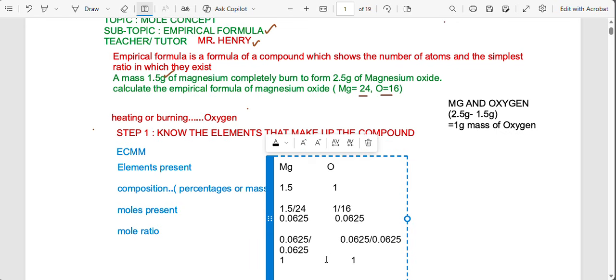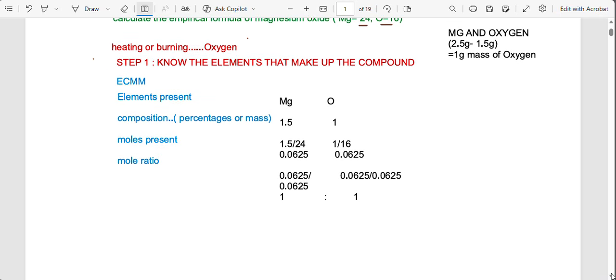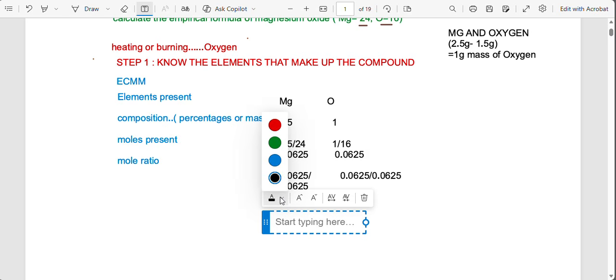You first start with the line of magnesium. 0.0625 divided here will give you a 1. Likewise, this side will also give you a 1. So you come here and write your 1. So this is the mole ratio. What symbolizes that it is a mole ratio? You put this symbol, these two dots in the middle. Are you seeing them? Those two dots symbolize that it is a ratio, 1 to 1. So you're done. Nothing else.